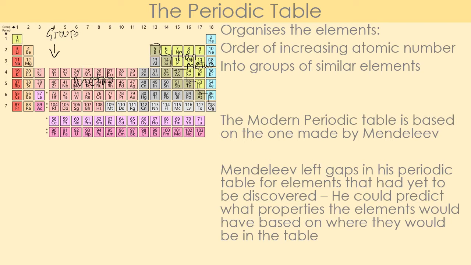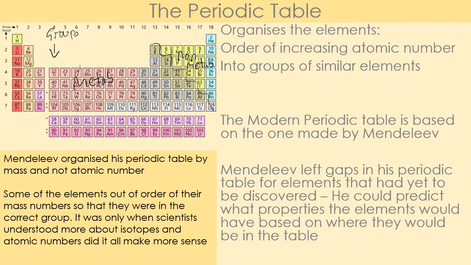Now you might be thinking, well, why did he do it by mass and not by atomic number? This was in the 1860s. We'd not discovered the proton. We'd not discovered the electron. And we'd definitely not discovered the neutron. All we knew, from Dalton's theory of the atoms, was that they were tiny, hard spheres. That's all we knew. And we knew how much they weighed compared to other atoms. And that's why we did it that way.